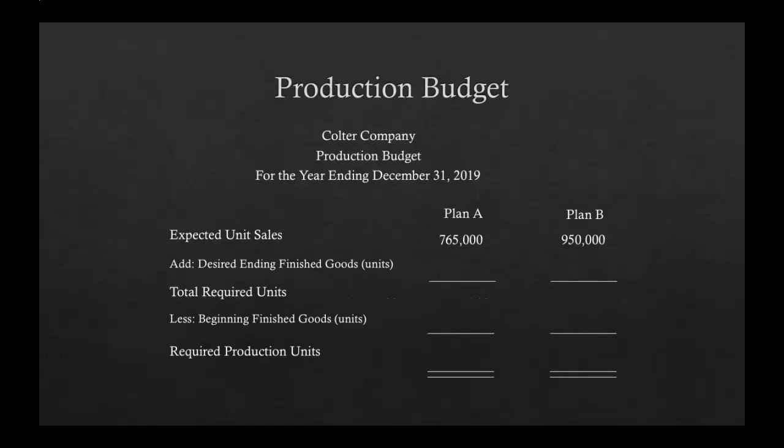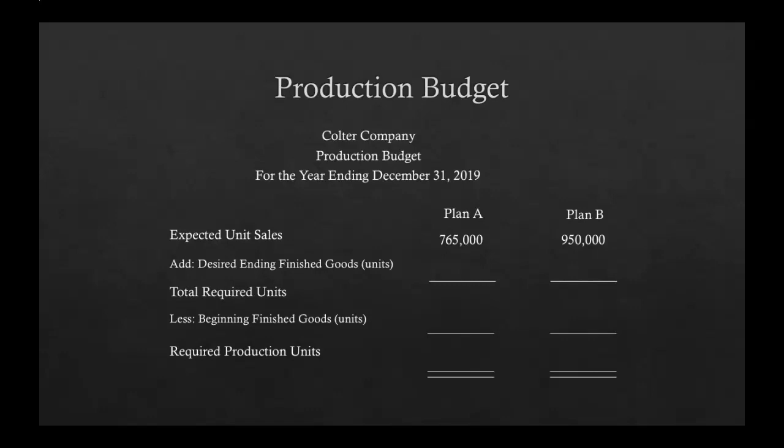So after preparing a sales budget, we then needed to prepare a production budget. If we just look at the words over on the left, it's your expected unit sales, and then you add in your desired ending finished goods. That will give you your total required units. You subtract out your beginning finished goods, and that leaves you with your required production units. So how many units do you need to make in this year under each plan?